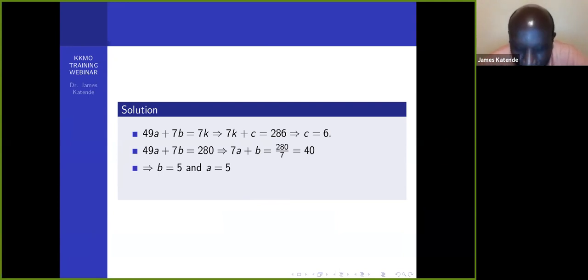We are sure that B must be equal to 5 because B must be just a single digit number, a number between 0 and 9. And this definitely cannot be 0. The only other option that can work is 5, because the closest multiple of 7 will be 35. So that solves the problem. It means we have all the 3 values, A, B, and C, and the required number is therefore 556.